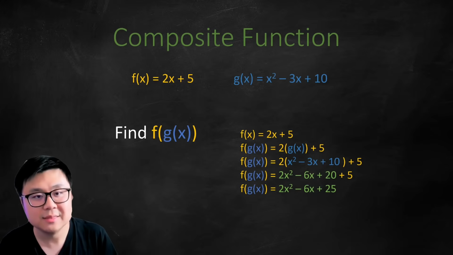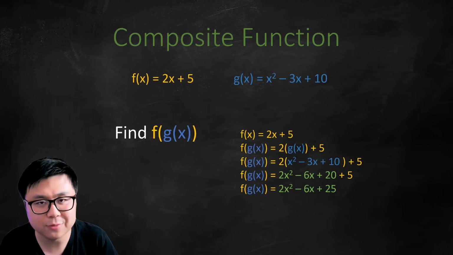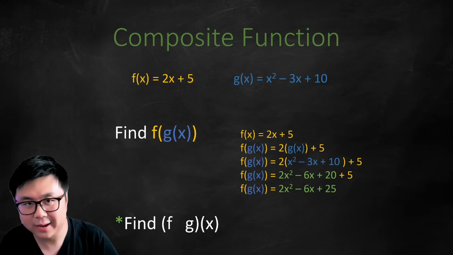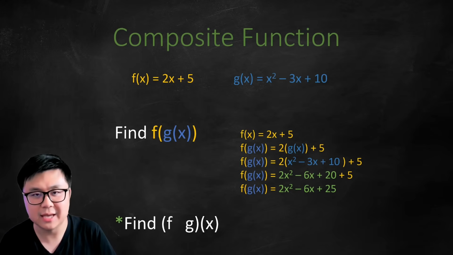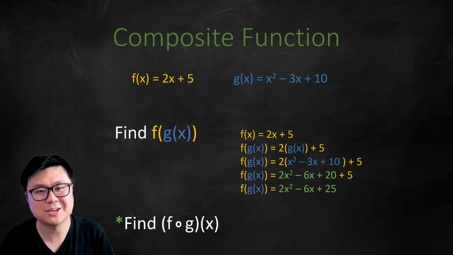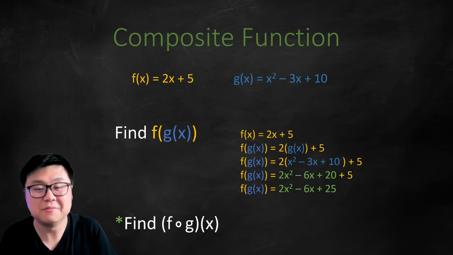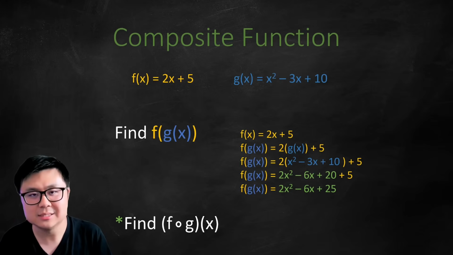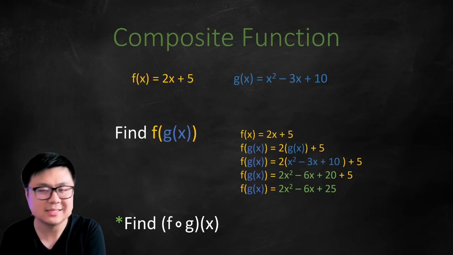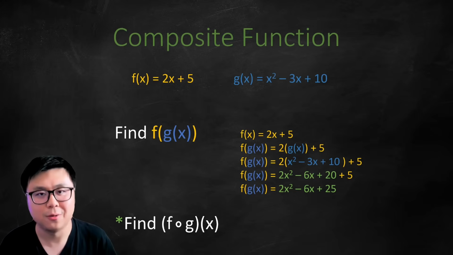One last note, this composite function, what they're asking for, can also be written in a different way, like this: (f∘g)(x). The ∘ is actually "of", so it's f of g of x. That just means the second letter, or the g, is getting stuffed into the first letter, or the f.